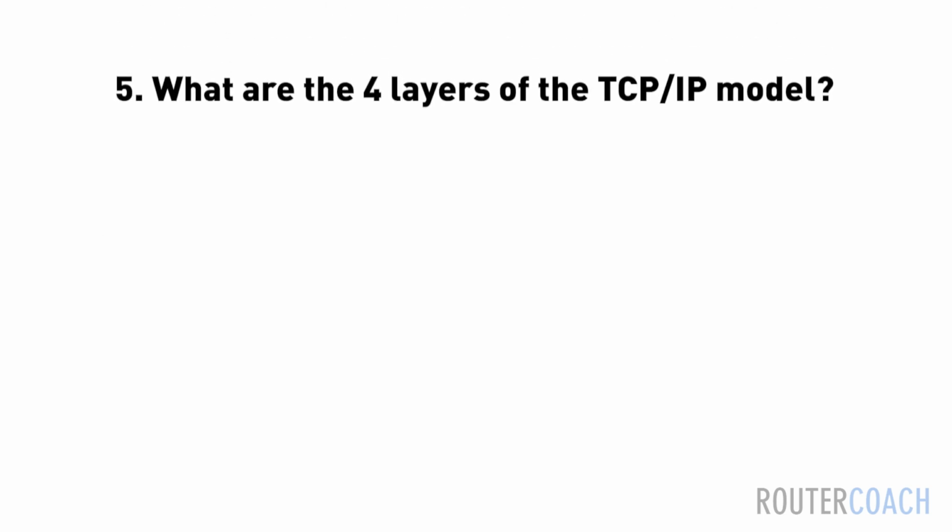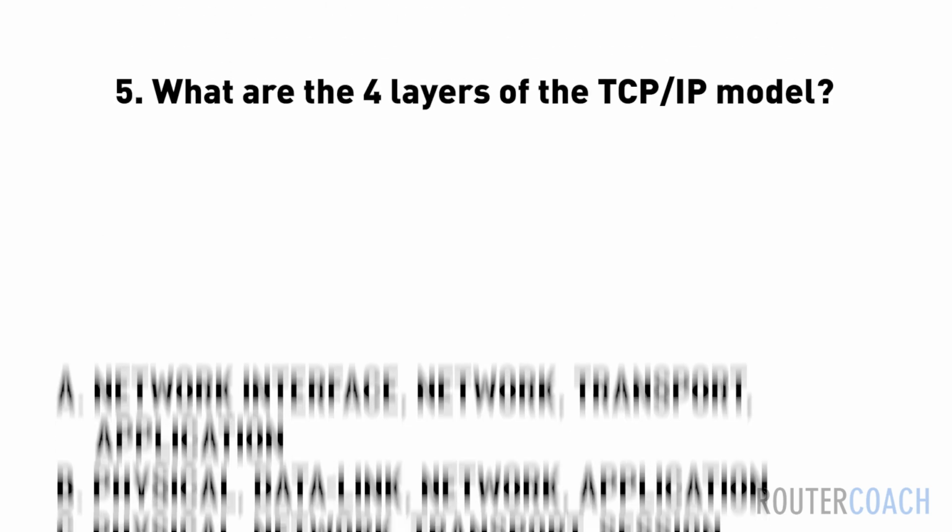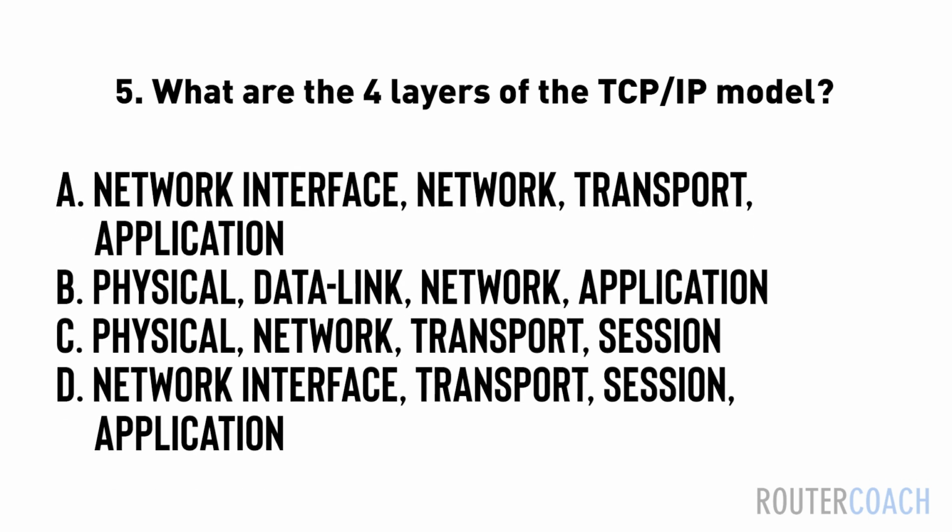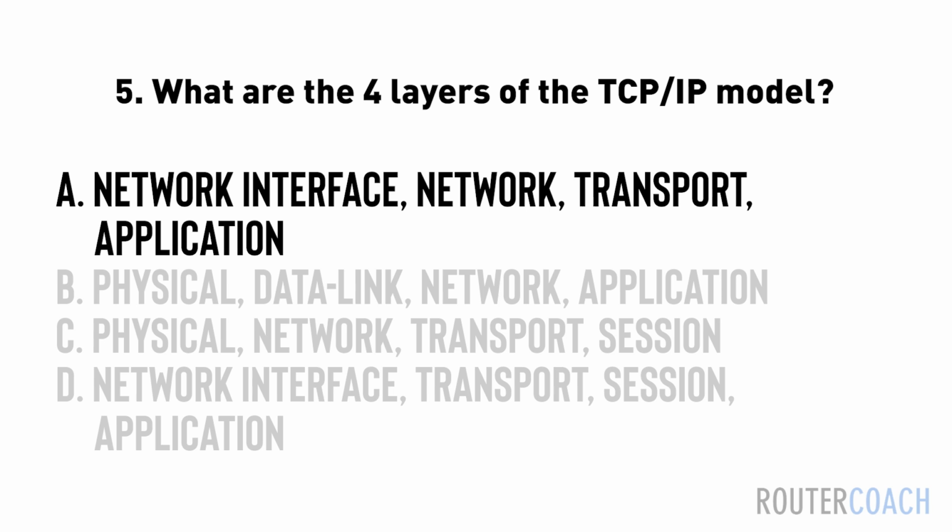5. What are the 4 layers of the TCP/IP model? A. Network interface, network, transport, application. B. Physical, data link, network, application. C. Physical, network, transport, session. D. Network interface, transport, session, application. The answer is A.